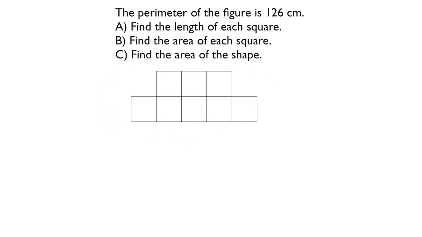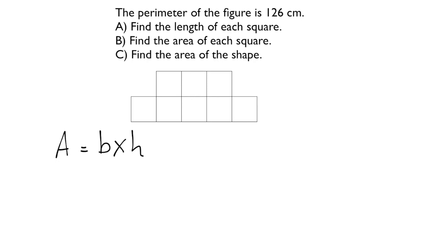Remember the formulas. Area equals base times height, and the perimeter is the distance around the outside of the shape. You can ignore any sides that are inside the shape. They're irrelevant. It's only what's visible on the outside. So let's crack on with the question.